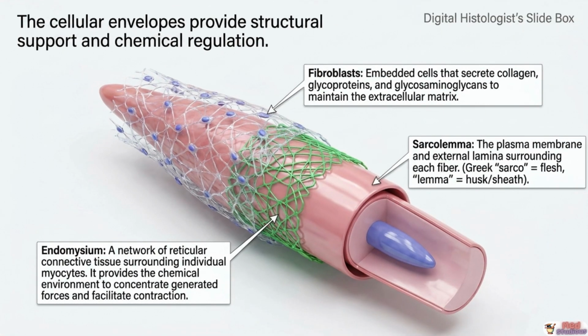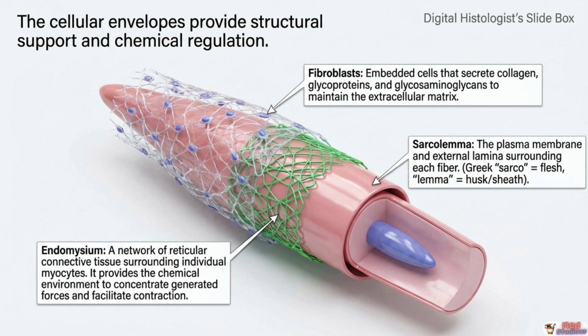Smooth muscle cells do not operate in a vacuum. They require a robust support system to function. The cellular envelopes surrounding them provide critical structural support and chemical regulation. Right at the cell surface, we have the sarcolemma. The term comes from the Greek sarko, meaning flesh, and lemma, meaning husk or sheath. The sarcolemma encompasses both the plasma membrane of the cell and its external lamina.